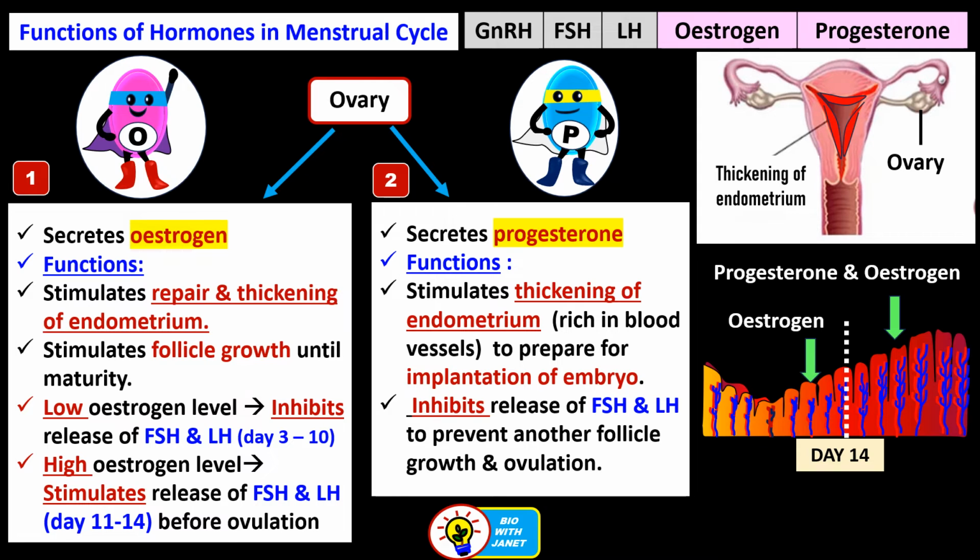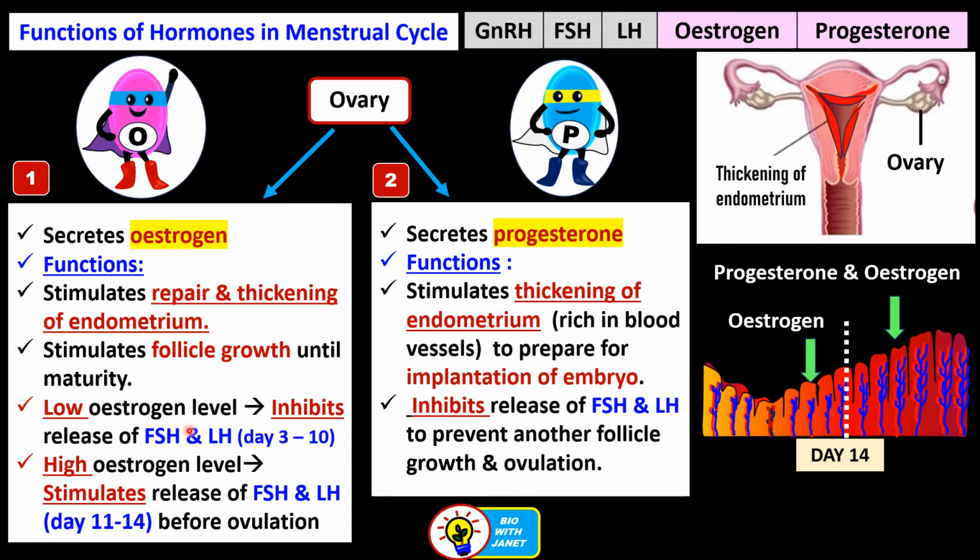So lastly, let's discuss the functions of estrogen and progesterone. Both these hormones are secreted from the ovary, and they have one common function, and that is to stimulate the thickening of the endometrium. Both estrogen and progesterone stimulate the thickening of the endometrium. Right, remember that? Now, let's talk about the other functions. So, estrogen is secreted from the follicular cells of the ovary. What are its functions? It stimulates the repair and thickening of the endometrium and stimulates follicle growth until maturity, so that the follicle can grow from a primary follicle to become secondary follicle and Graafian follicle. Similar function to FSH in this sense.